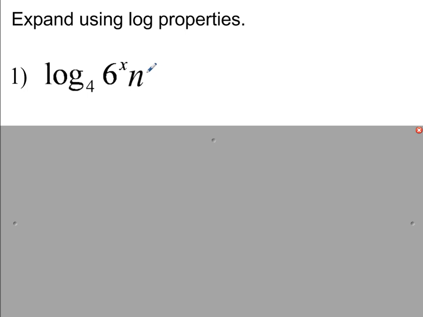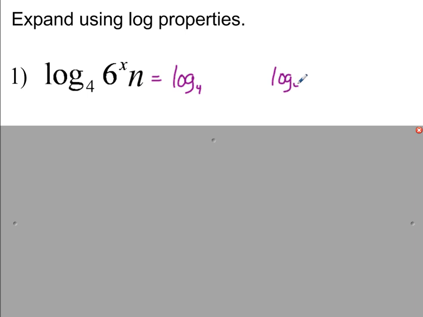First thing is, how many factors are there? Well, there's 6 to the x and there's n. There's two factors. So what that means is I'm going to end up writing the word log twice. And anytime I write log, I have to write what the base is. So log base 4, log base 4.